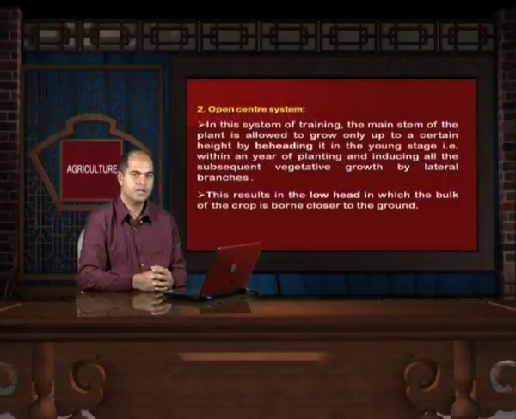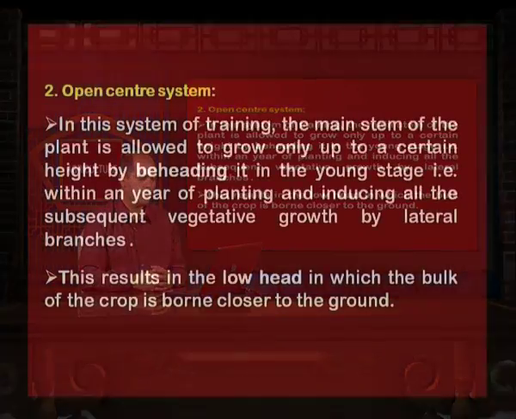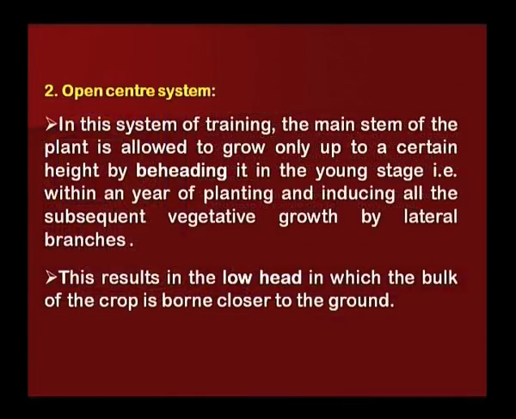The open center system of training. In this system of training, the main stem of the plant is allowed to grow only up to a certain height by beheading it in the young stage, that is, within a year of planting, and inducing all the subsequent vegetative growth by lateral branches. This results in a low head in which the bulk of the crop is borne closer to the ground.